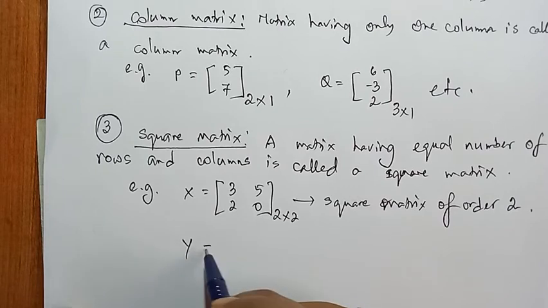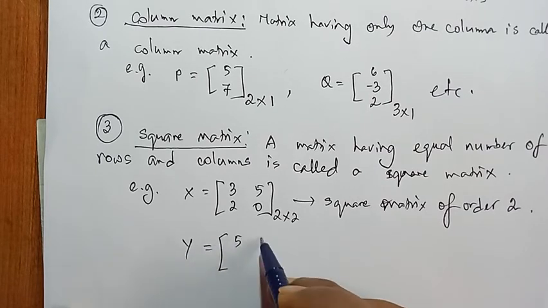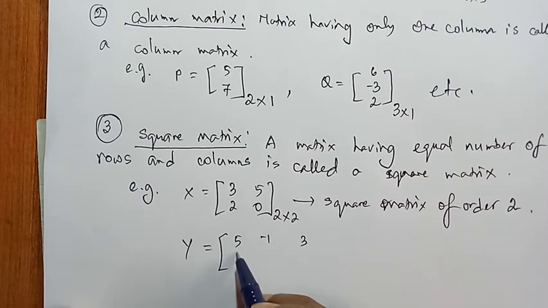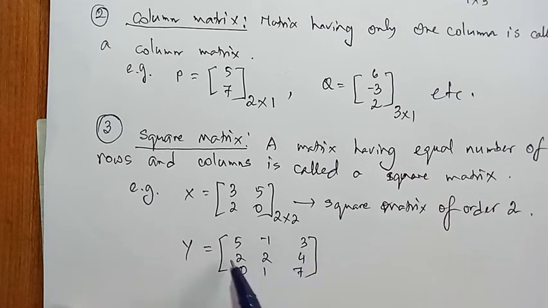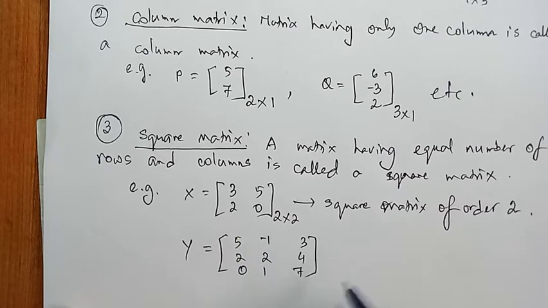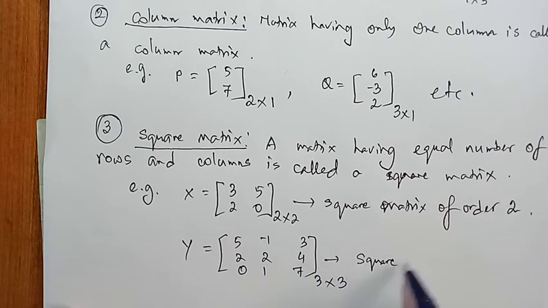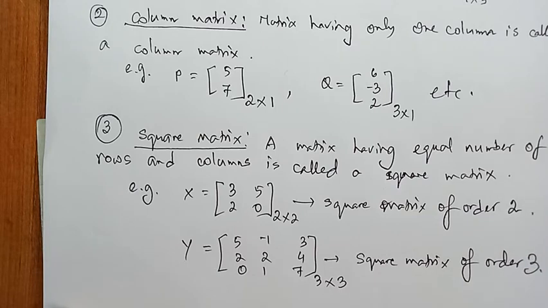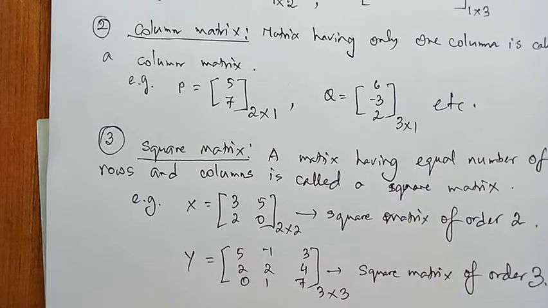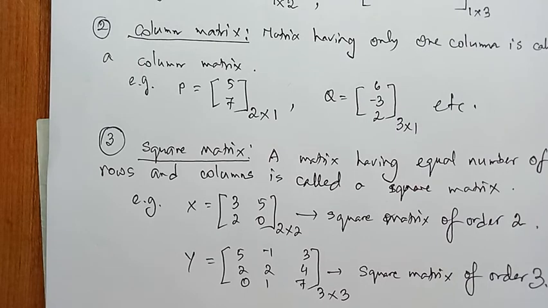Then the next matrix, you write matrix 5 minus 1 3 2 2 4 0 1 7. This is a matrix. Here also you see in this matrix the number of rows is 3 and the number of columns is 3. This is also a square matrix, 3 by 3. Okay, so you can say this is a square matrix of order 3. So like this you can check the square matrices.